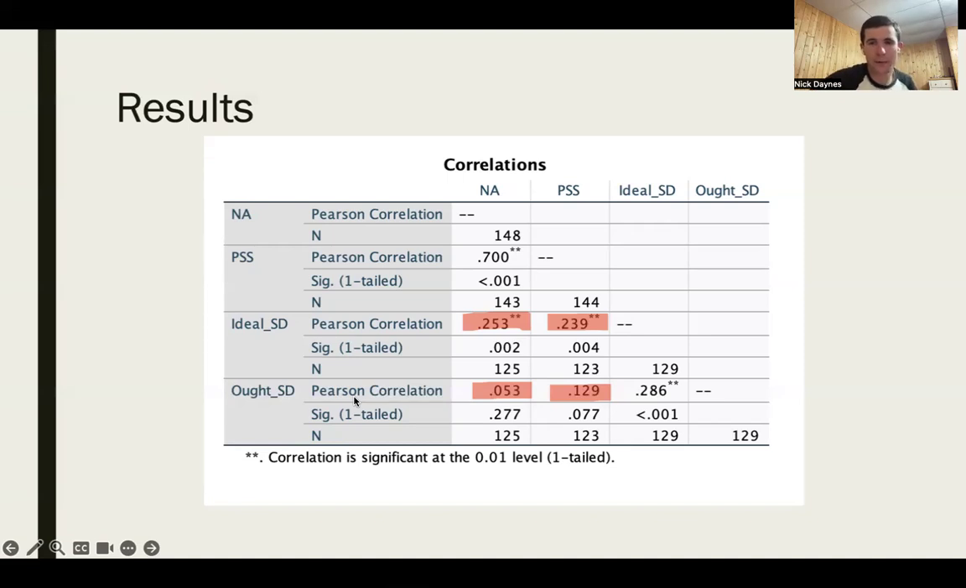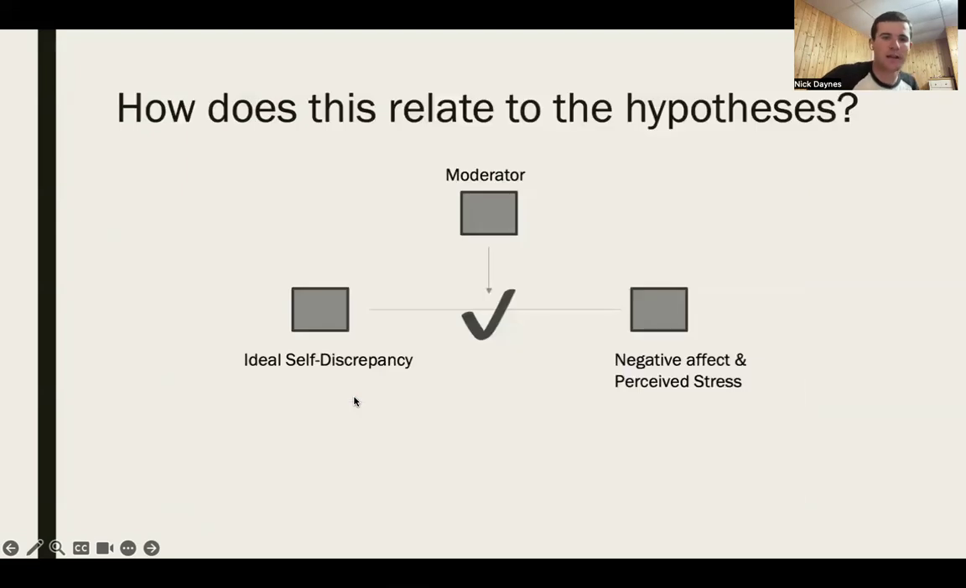which is why instead of running 52 hypotheses, we only ran 26, because on the one hand, we did find a relationship between ideal self-discrepancy and negative affect and perceived stress, but not between self-discrepancy and those outcomes. So that basically cuts our hypothesis tests in half. We only have to run half of them because in this case right here, there is no relationship for the moderators to moderate. So that was the case here.